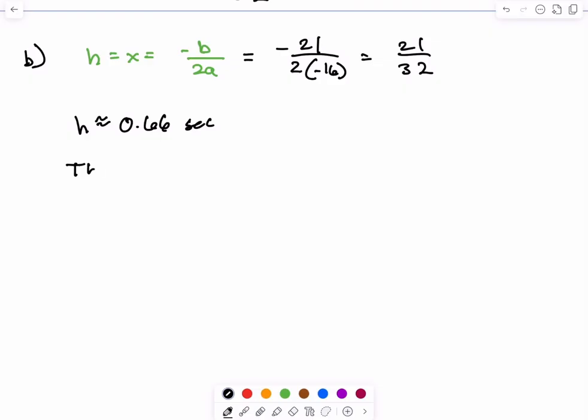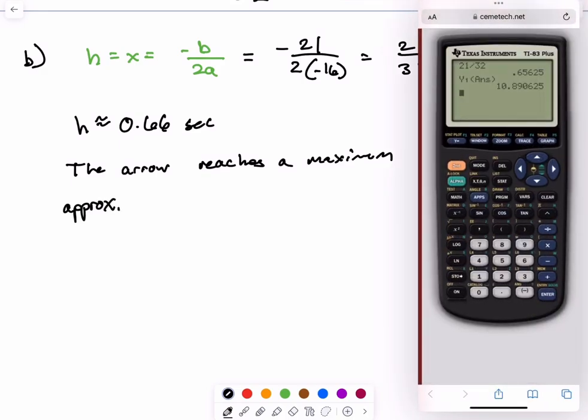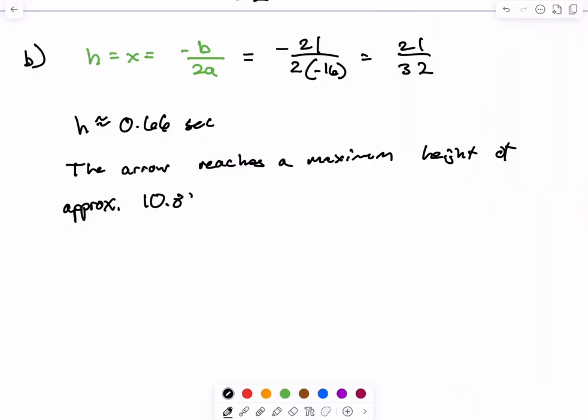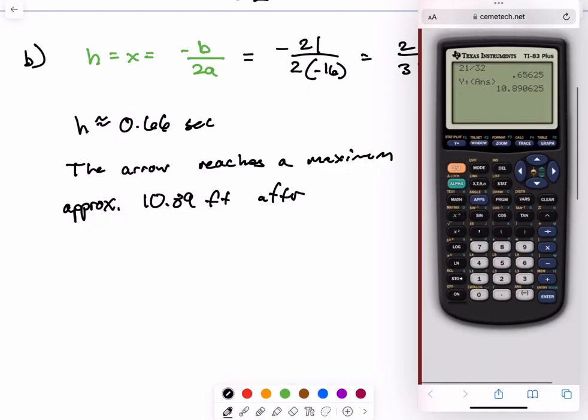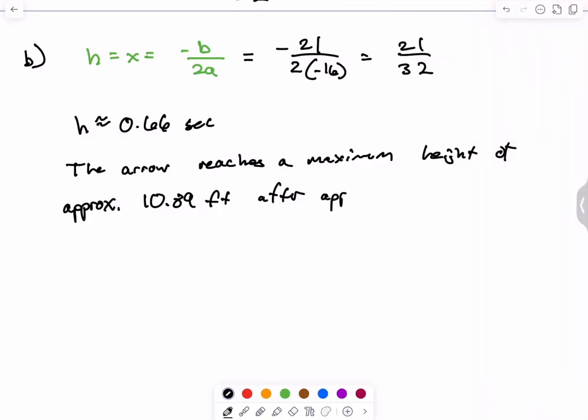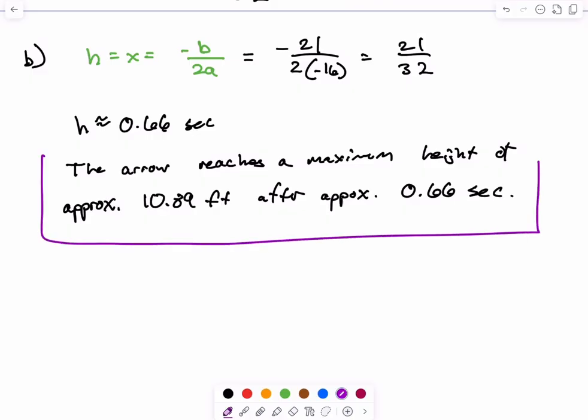So the arrow reaches a maximum height of approximately 10.89 feet after, you can say approximately 0.66 seconds. Okay.